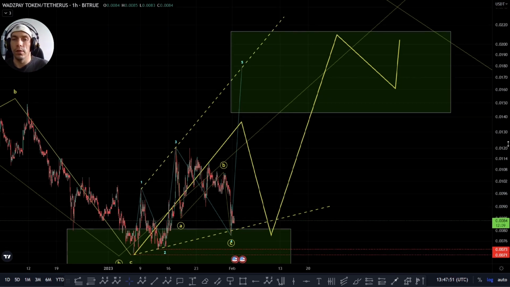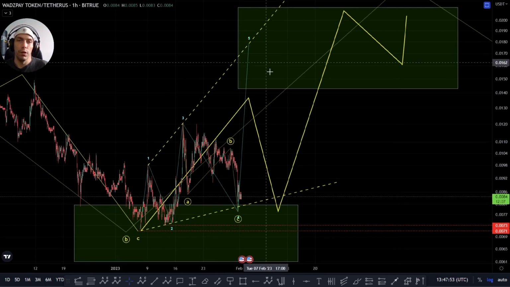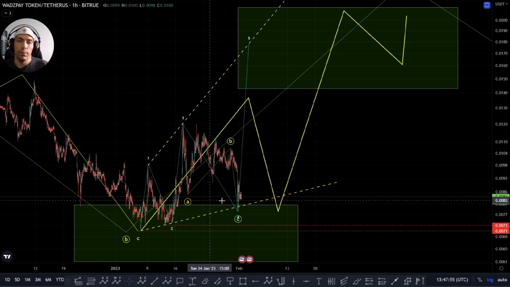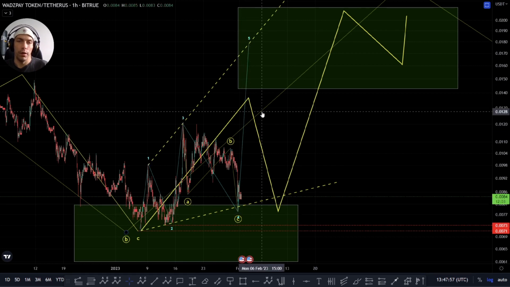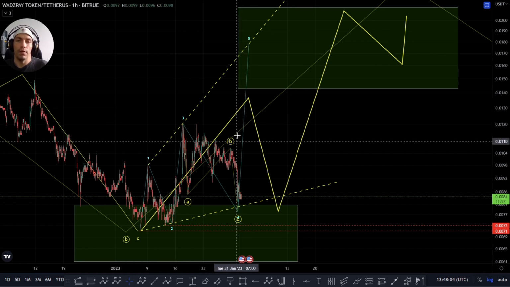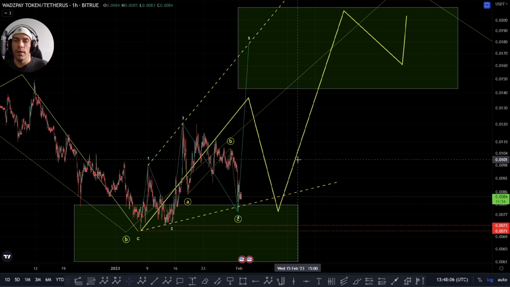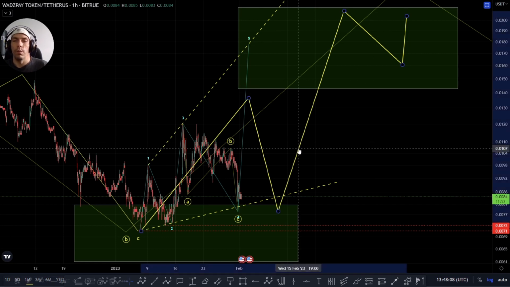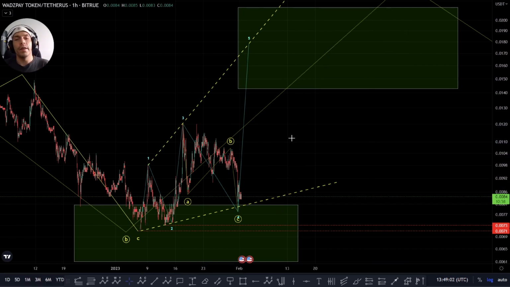But if it does hold this and we do see some impulsive movement to the upside, like I said, it's possible that we could have this as a diagonal, where this wave 5 comes up here past this wave 3 high, and then completes, we find that retracement, and then we look to push up one more time. Okay, so we're going to leave the video there.